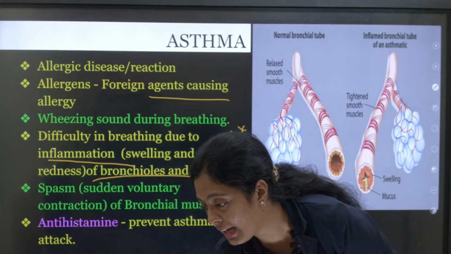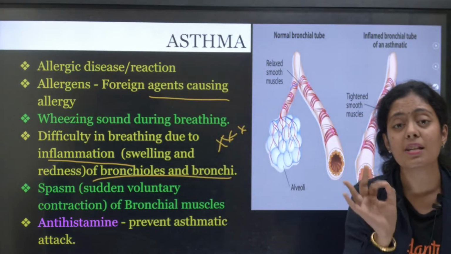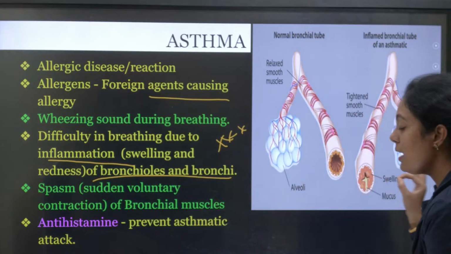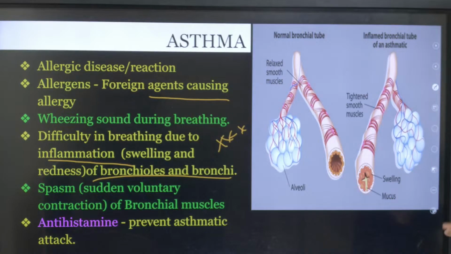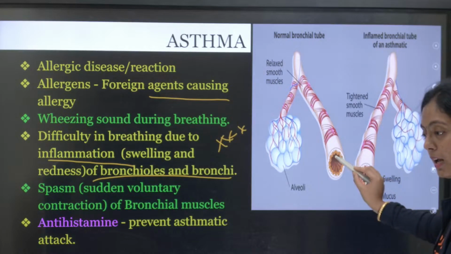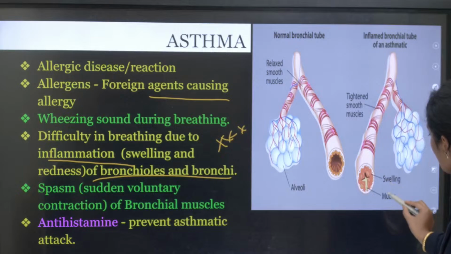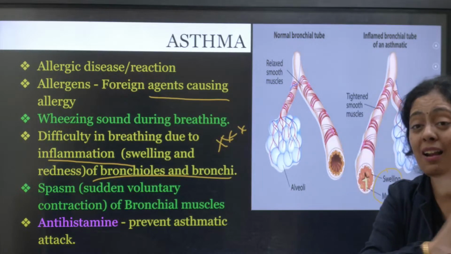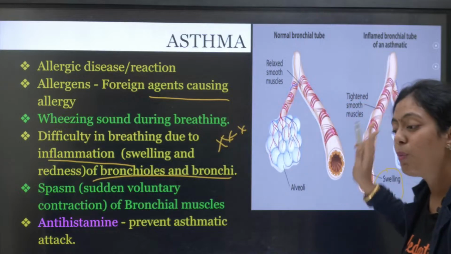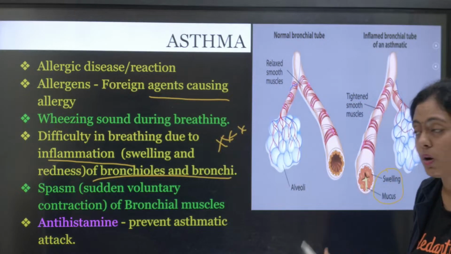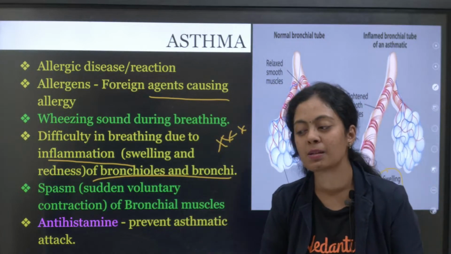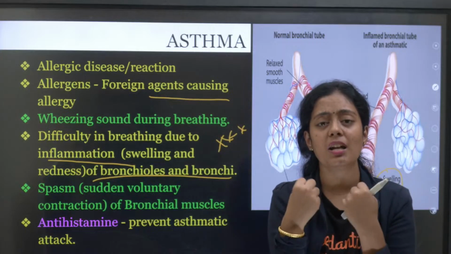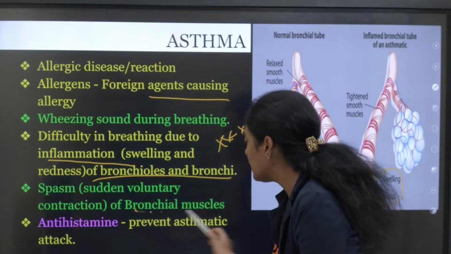Okay, so why does asthma occur, or what is the symptom of asthma? There is inflammation of bronchi and bronchiole. You can see this is the normal bronchi. Okay, this is in asthmatic people, you can see there is an inflammation in the bronchi and bronchiole. Your alveoli is not affected, whereas your bronchi and bronchiole are affected. Okay, then you have spasm. What is spasm, ma'am? Sudden involuntary contraction of your bronchial muscle.